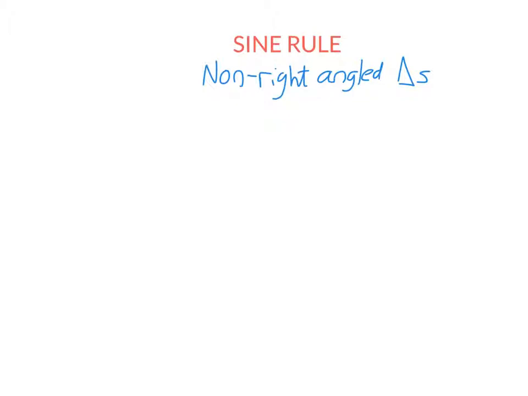The sine rule allows us to use trigonometry to find unknown sides and lengths in non-right angled triangles. So this works for non-right angled triangles. First thing we need to look at is labeling sides and angles.